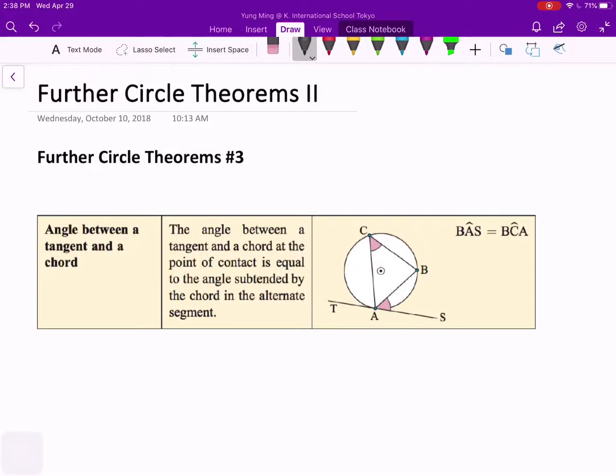Alright guys, welcome back. Today we're going to talk about the last further circle theorem. This theorem tells you the relationship between a tangent and a chord. So that's why it's called the angle between a tangent and a chord. We can refer to it by a shorter name: the tangent-chord theorem.